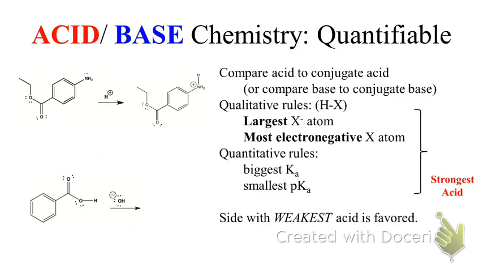Where this becomes tricky, let's go back to HF and HCl. Which one's more electronegative? F. Which one's bigger? Chlorine. There's an issue there, a mismatch. If we go based on electronegativity, we would say HF is more acidic. If we go based on size, HCl. So which one trumps? Size, which is why I put it first on this list too.